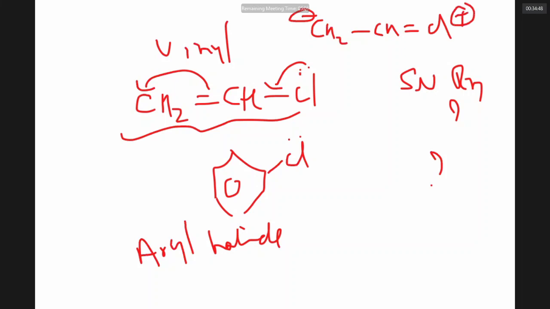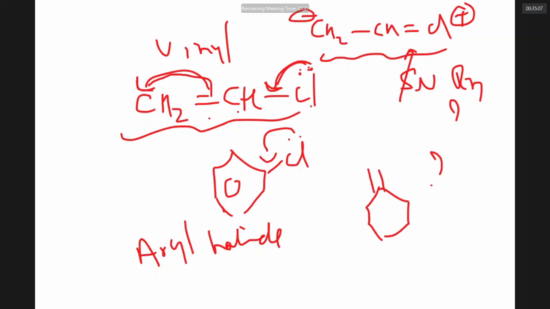Cl has given its lone pair here, it became a double bond, and this carbon has taken a pi electron there, it became a minus ion. Due to resonance, in vinyl halides, the C-Cl bond gets a double bond nature. Similarly, in aryl halides, due to resonance, the C-Cl bond gets double bond nature. Can you see? I want to show you this resonance.